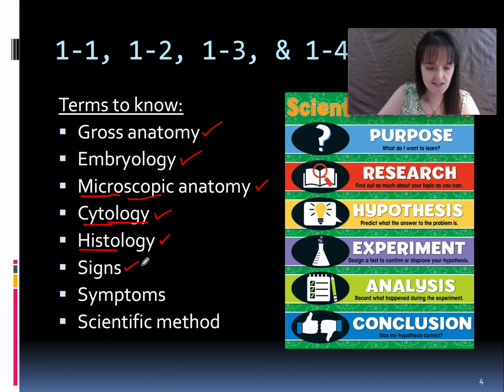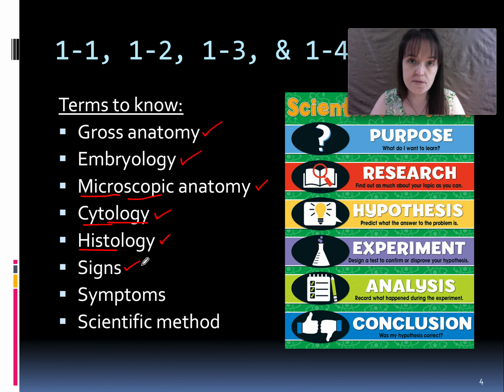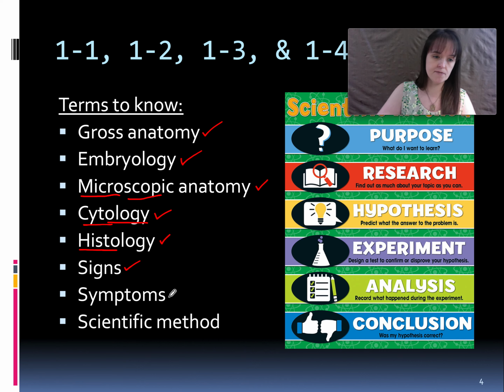Signs. Signs are objective indicators of disease. So these are things you can measure. You can measure temperature, blood pressure, heart rate, blood sugar, enzymes, electrolytes, respiratory rate, anything you can measure and put a number on is a sign. Symptoms are subjective. Signs are objective, things you can measure.